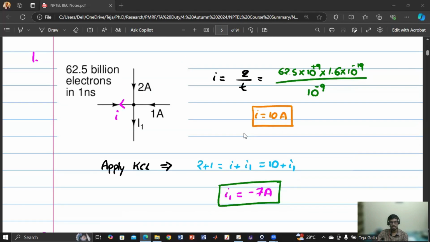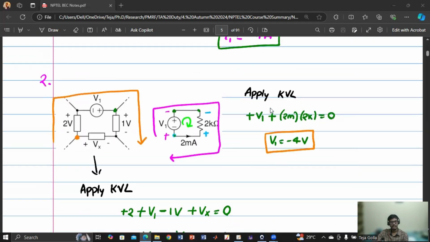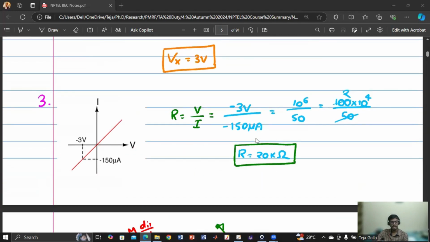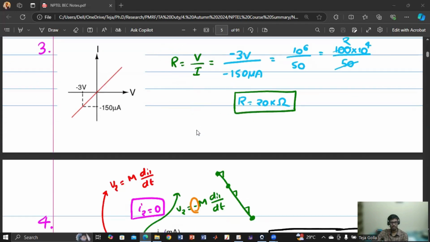Then we saw a few assignment problems. Maybe I'll go a little bit faster. In the first question, we apply basic KCL and get the current. In the second question, you apply basic KVL and get the voltage V1. Here they have given an IV graph and are asking for the resistance. We know that resistance is voltage by current, where voltage is minus 3 V and current is minus 150 microampere. For a resistor, if the voltage is positive, the current is positive, and if the voltage is negative, the current is negative. That's why the graph will always be in the first and third quadrants, not the other quadrants.